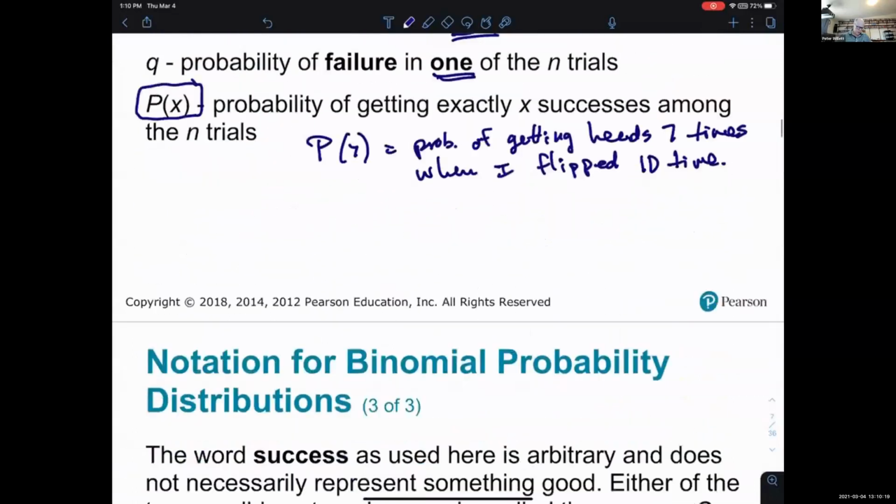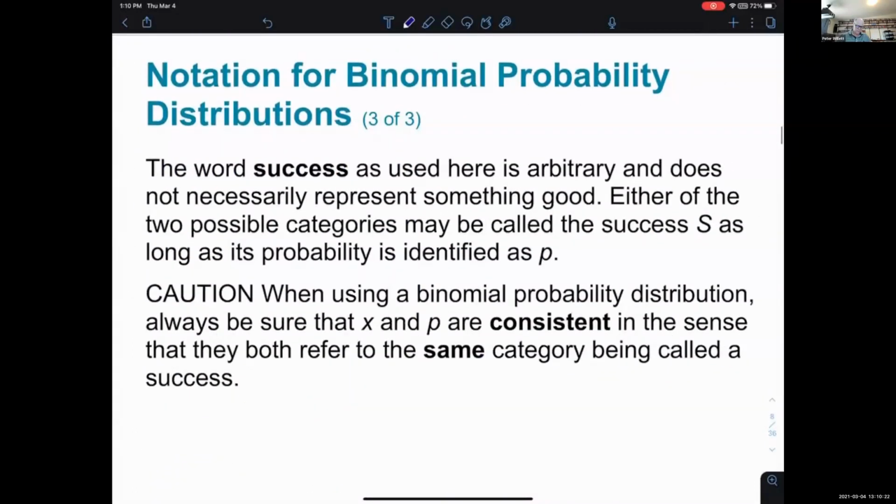All right, let's see what the third slide looks like. It's a big paragraph, basically. As I was saying, success doesn't necessarily represent something good. It's just one of the two possible outcomes that's labeled that way. And be clear when you're doing a binomial probability distribution that X and P are constant in the sense that they both refer to the same category being called a success, like heads. X is the number of heads and P is the chance of getting a head. Both of them have to do with being a success: P is the probability of success, X is the number of successes.